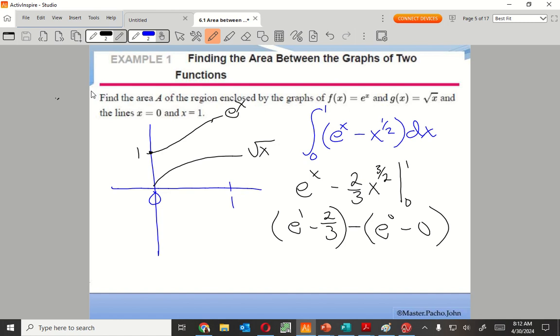Okay, so if I plug in the top right here, what's the square root of 1? 1. 1 to the 3rd power, 1, times 2/3. Okay, and then when I plug in 0, all that goes away. So this whole thing's going to come out to be e to the 1 minus 2/3 minus 1.